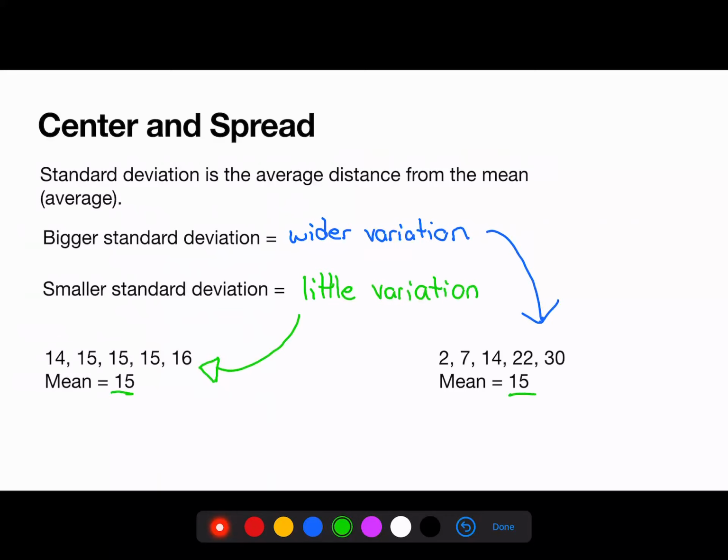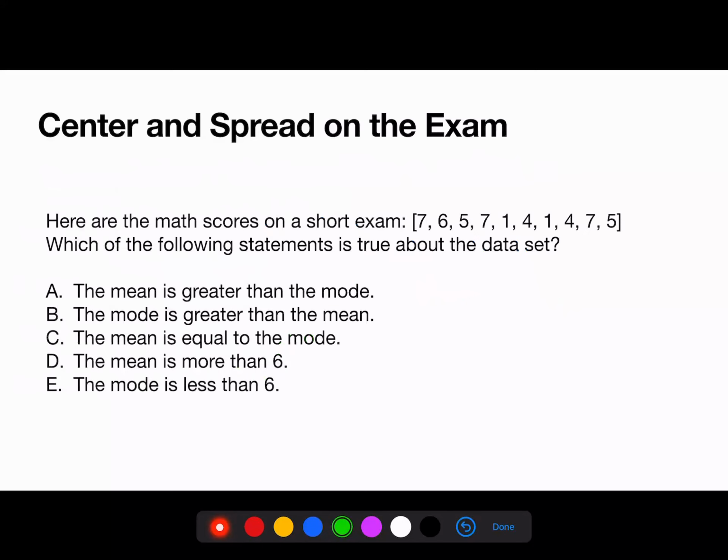Let's examine a real question that may appear on the exam. Here are the math scores on a short exam. Which of the following statements is true about the data set? It looks like we need to identify the mean and the mode to answer the question.